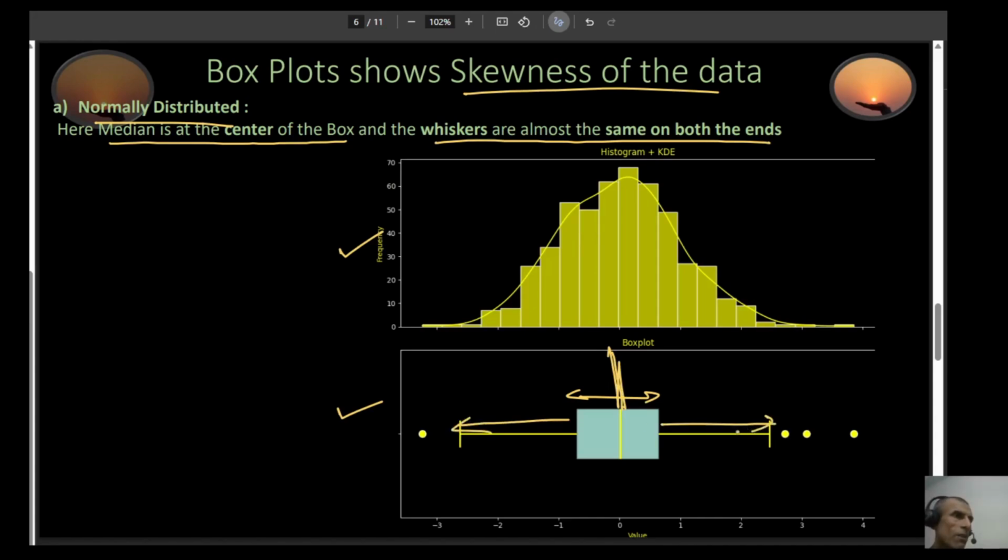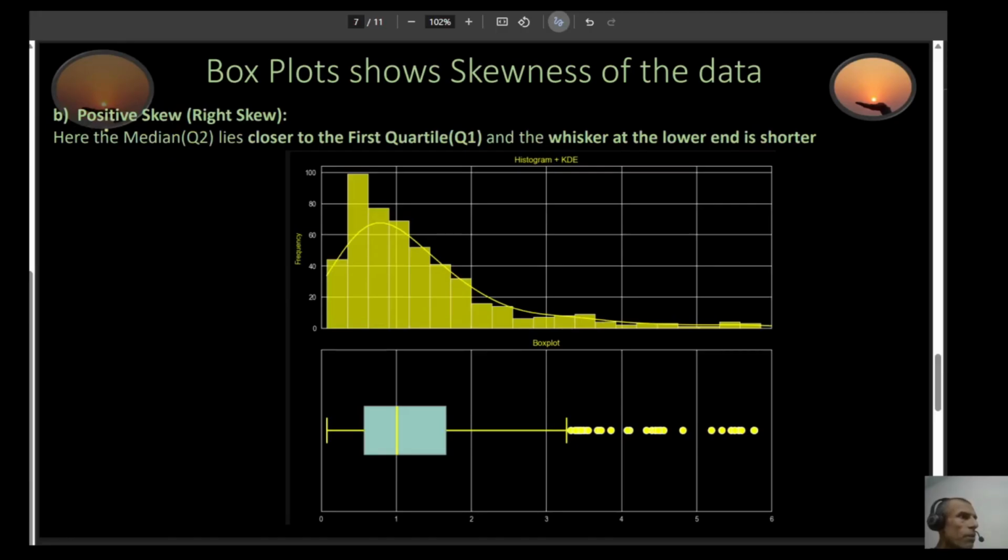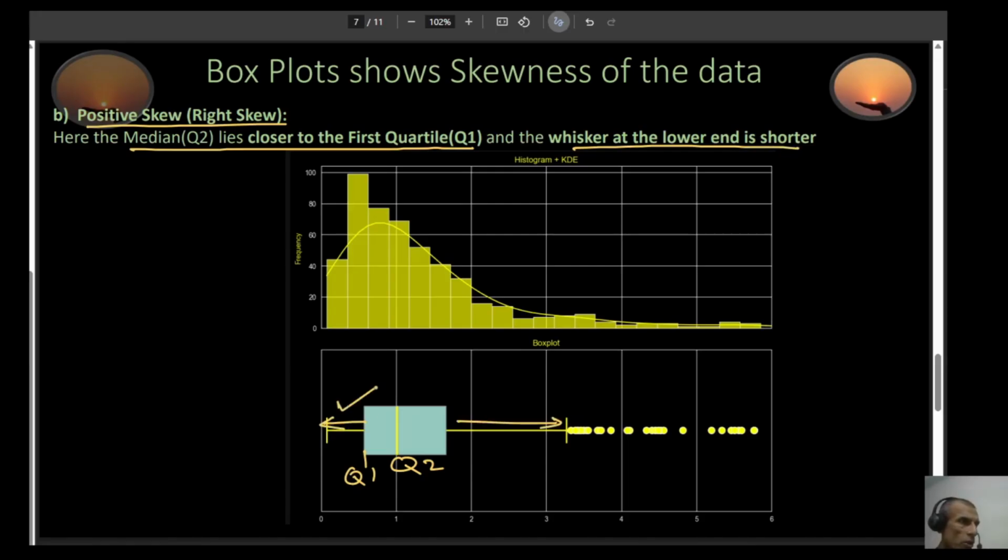You can see the distance on this side and the distance on this side are almost identical. Then you have positive skew, another word for which is right skew. Here, your median Q2 will lie closer to your first quartile, Q1. And the whisker at the lower end is shorter. So this whisker right here is going to be shorter than this whisker.